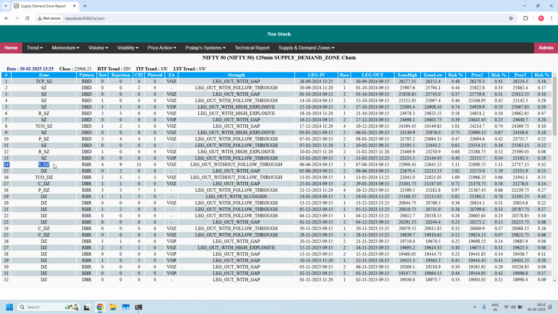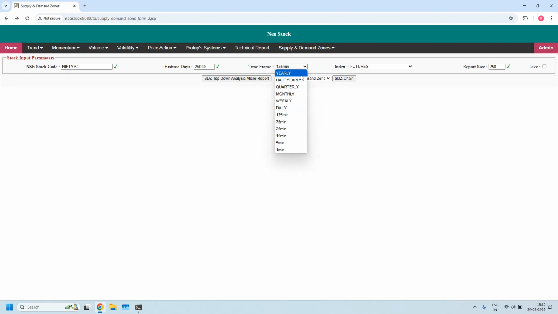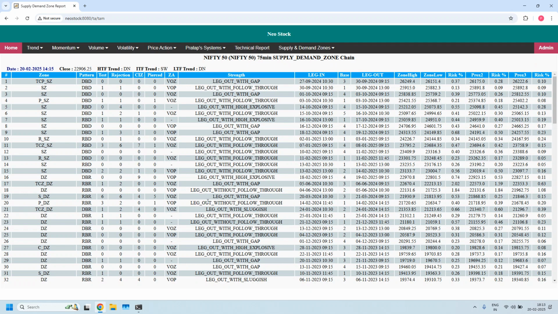This is the nearest demand zone to the current closing price. Okay, next, 75 minute supply demand zone chain for NIFTY. This is the nearest demand zone to the current closing price.